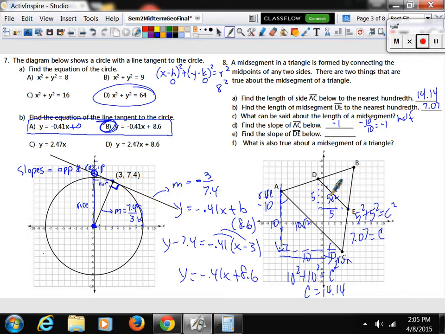The slope of DE is going to go down 5 and over 5. So it's going to be negative 5 over 5, which is still negative 1. So what's true about the mid-segment is that they have the same slope, and if they have the same slope, we call them parallel. So those are parallel lines. DE is parallel to AC. Mid-segments are parallel to the opposite side, and they're half of the opposite side. They're both. That's what this problem is trying to show you.